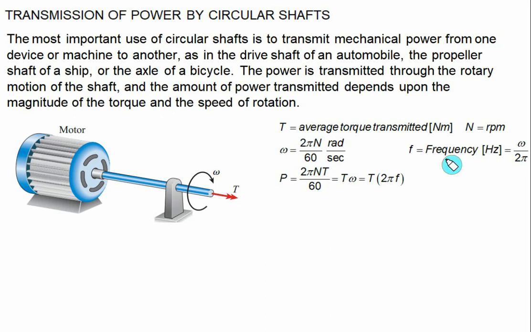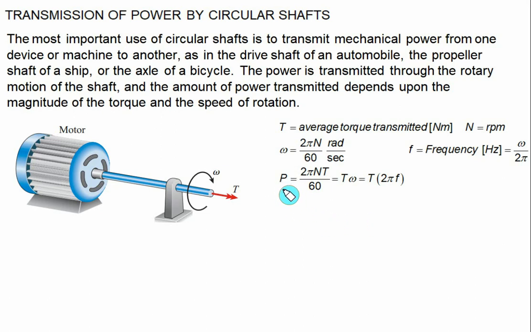Sometimes you have to use the frequency, which is given as omega divided by 2 pi. So omega here can be replaced as 2 times pi multiplied by f. So either we can calculate power using 2 pi N T by 60, or as torque into omega, or as torque into 2 pi f, where f is a frequency normally expressed in hertz.